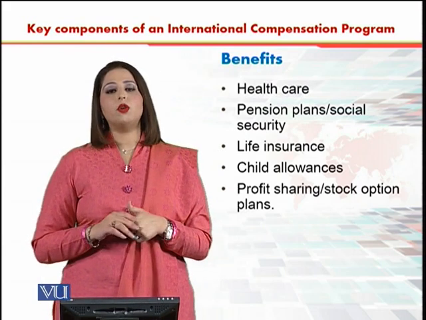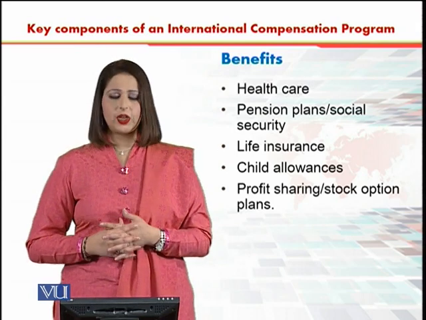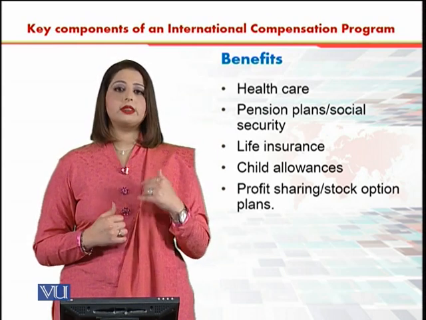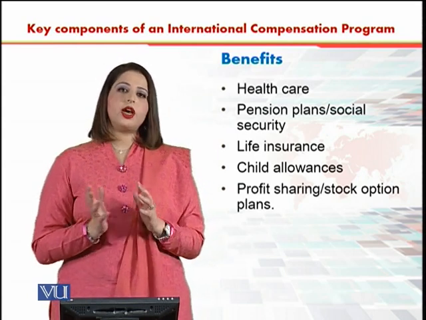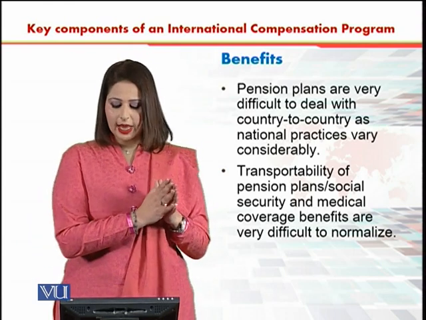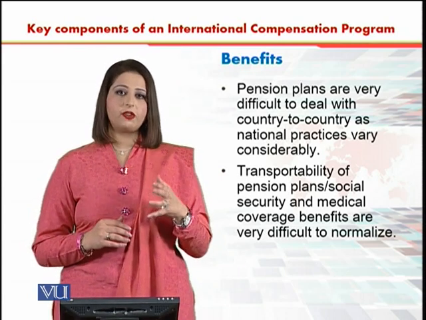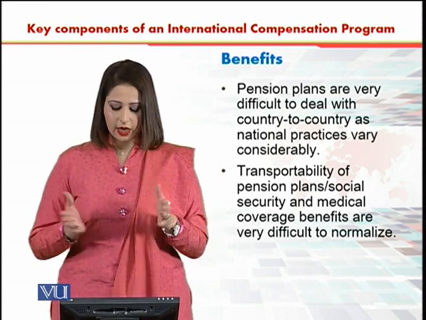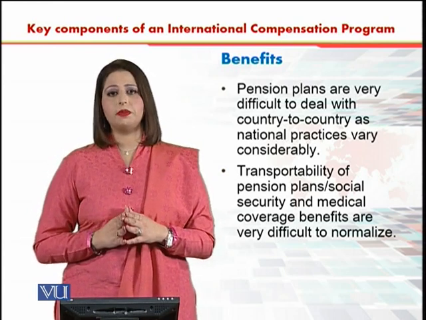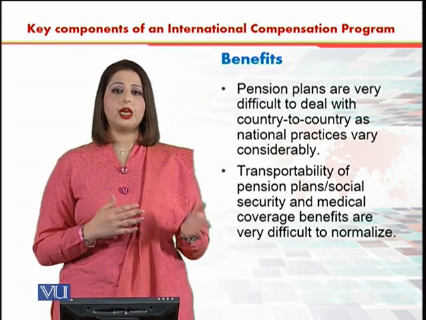And finally, the fourth aspect of the international package is the benefits, and these are healthcare benefits, pension plans, social security, life insurance, child allowances, and profit sharing and stock option plans. The pension plans are very difficult to deal with from country to country as national practices may vary. And similarly, healthcare allowances and medical coverage benefits are also very difficult to administer because they vary from culture to culture and country to country.